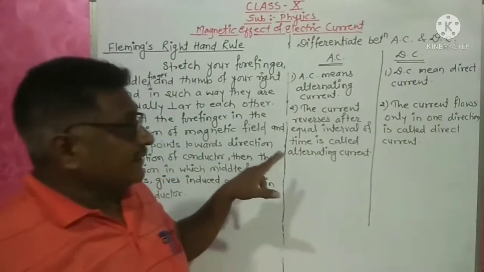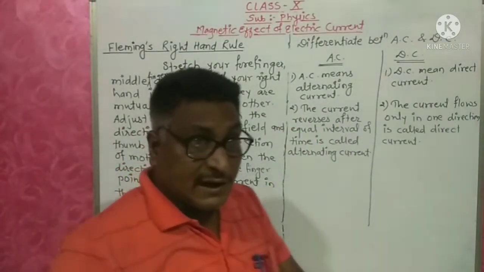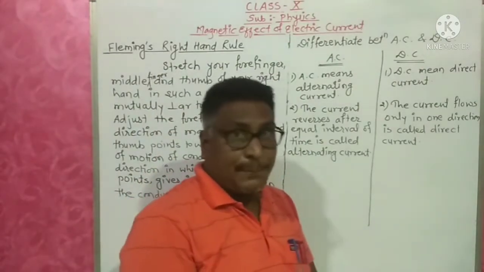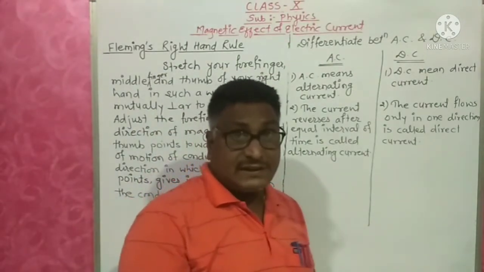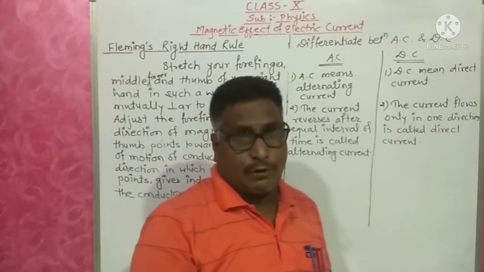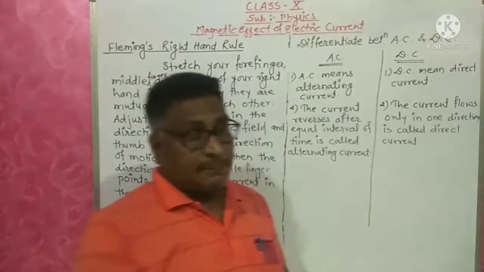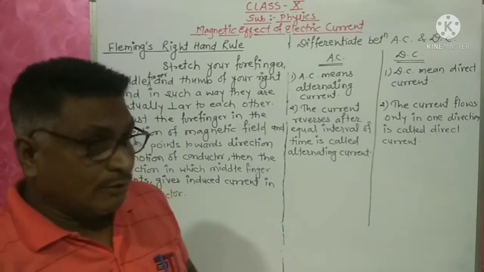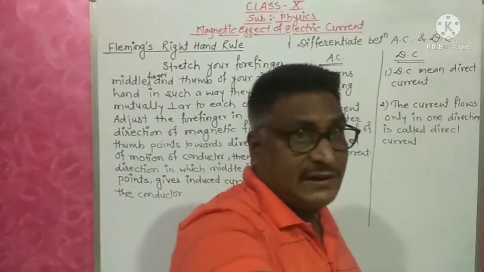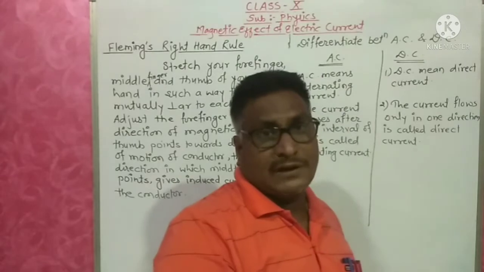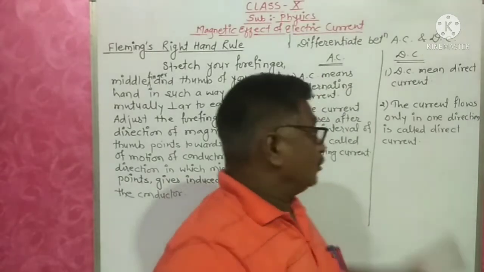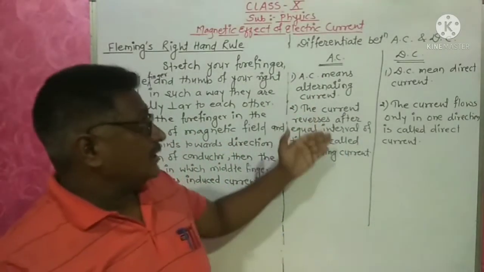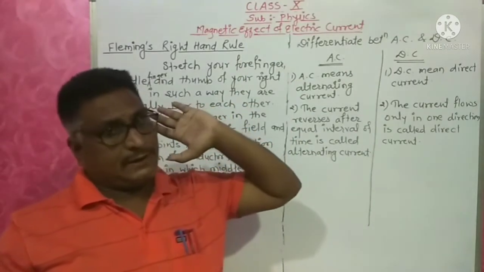But alternating current, it will go straight and again it will reverse along the same path. But that reverse is after an equal interval of time. So first it is going straight for 1 second, then again it will reverse in the next second. Such current we call alternating current.